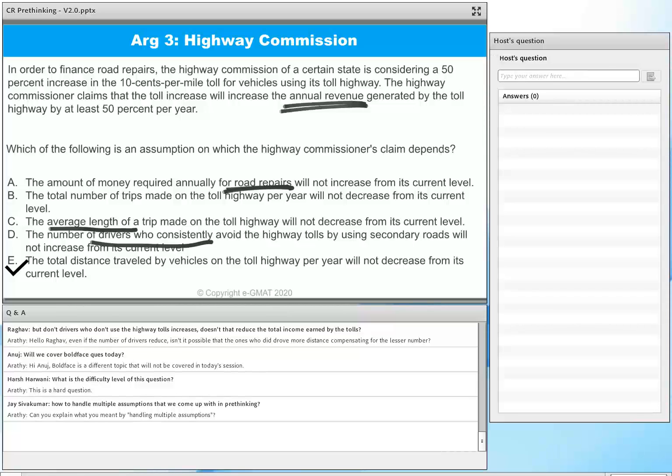Gopal says if the question didn't have a per mile condition in the choice, then would B be correct? Gopal, if it were dependent on the distance, then number of trips would not be the correct way. If I were charging on a per trip basis, then of course choice B is a much better option, and only choice B would have been correct. Then choice E would not have been correct.